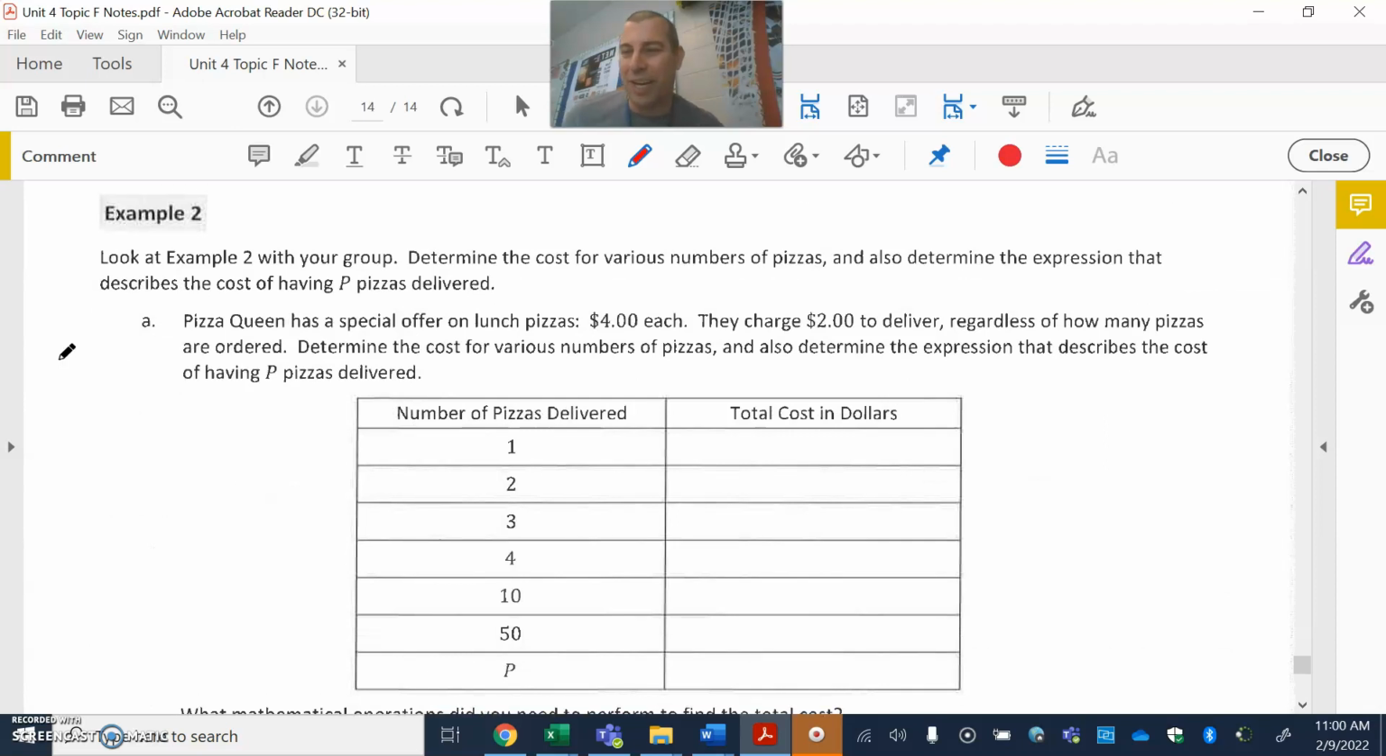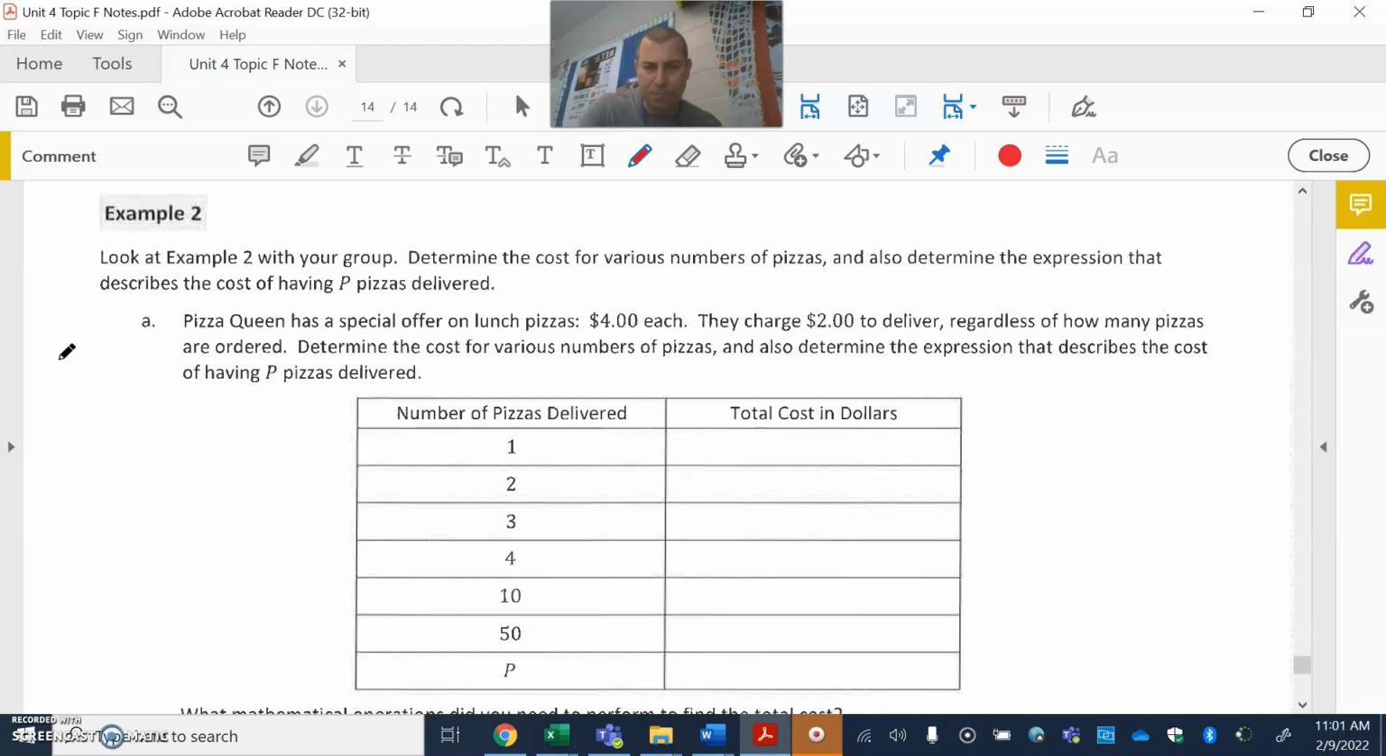All right. Example number 2. It says determine the cost for a various number of pizzas. Also determine the expression that describes the cost of having P pizzas delivered. So Pizza Queen, not Burger King. It's not burger, it's pizza. It's not king, it's queen. See what they did there? They're having a special, unlimited pizza, $4 each. They charge $2 to deliver, regardless of how many pizzas are ordered. Determine the cost for various numbers of pizzas, and also determine the expression.